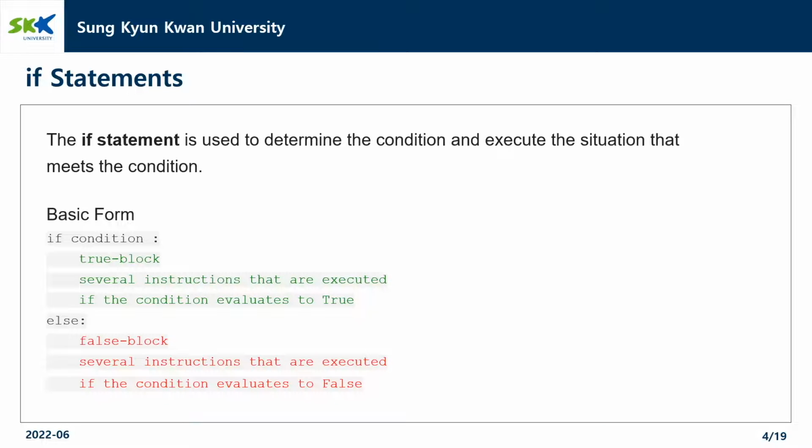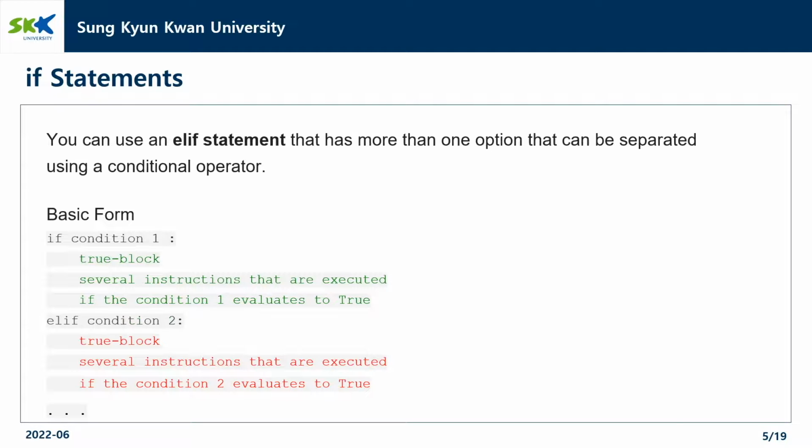The basic form of the if statement is as follows. The if conditional statement writes the condition after the word if and ends with a colon. Then the code to execute comes on the next line. You can use an else-if statement that has more than one option that can be separated using a conditional operator. The basic form is similar to the if statement, and the else-if should also be careful about indentation.